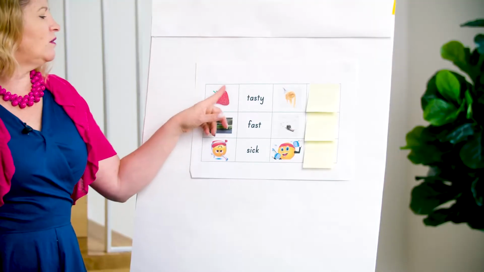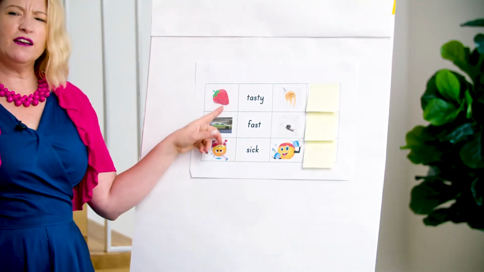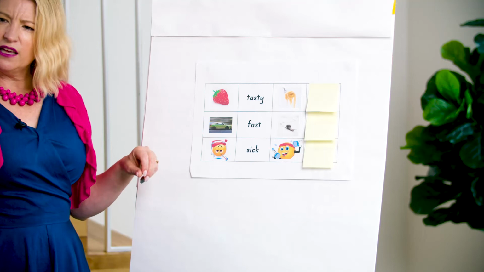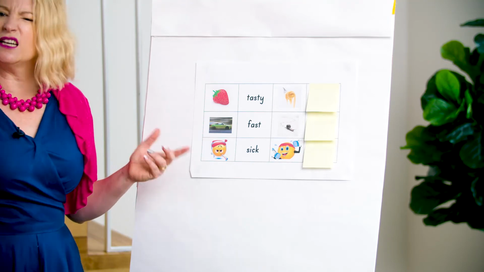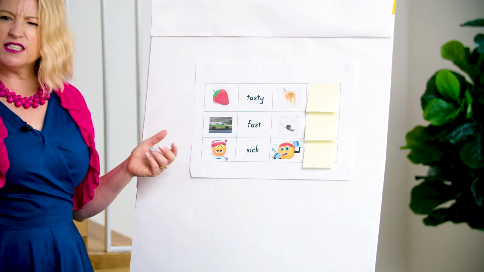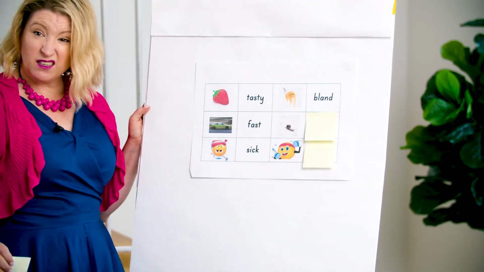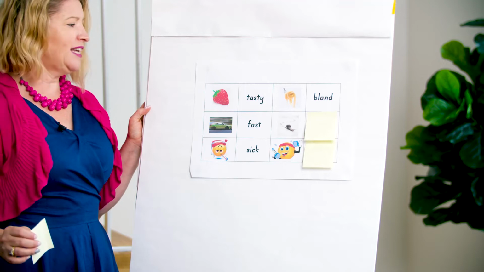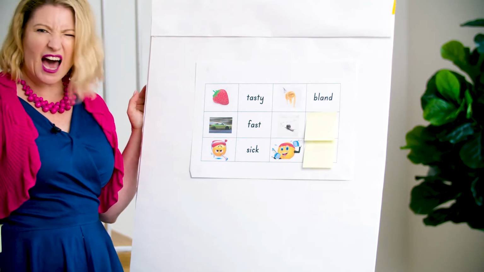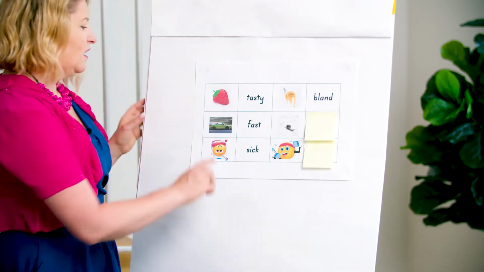Antonyms. So something tasty, if it's the opposite of tasty, it might be tasteless. It wouldn't have much taste. And another word for tasteless is bland. So if something's not tasty, it might be bland. It hasn't got hardly any taste at all.